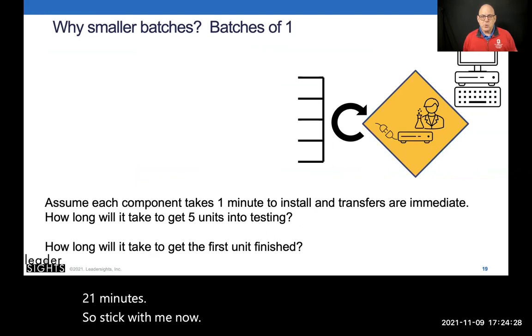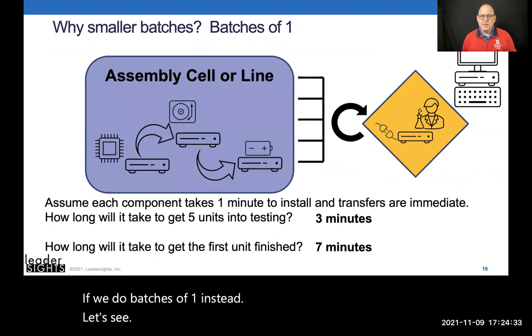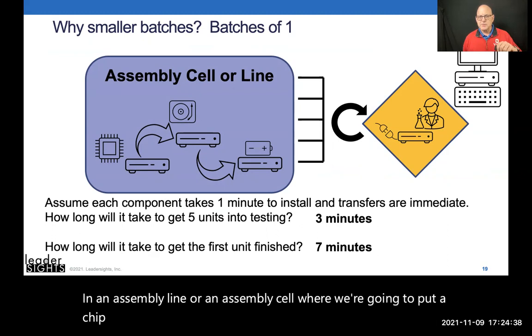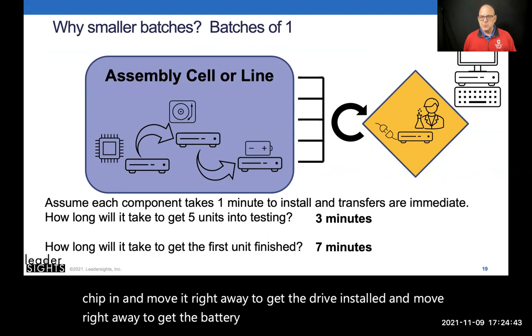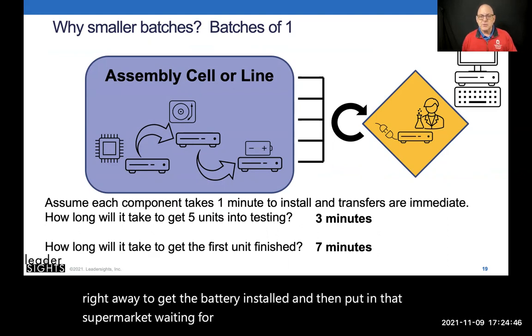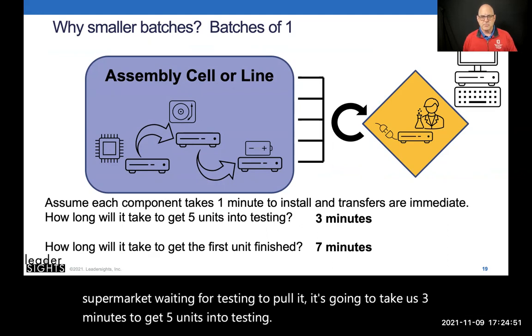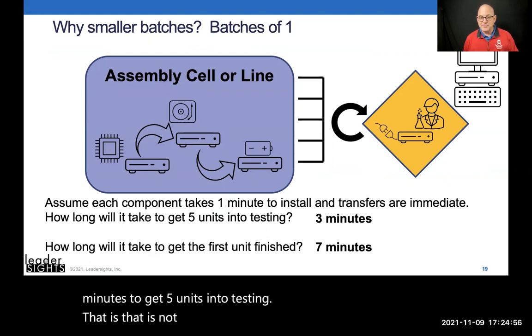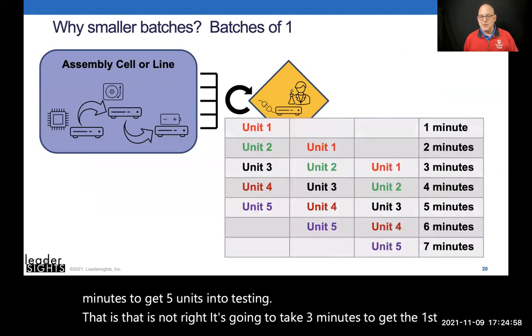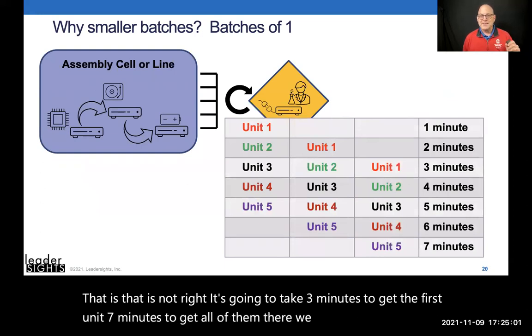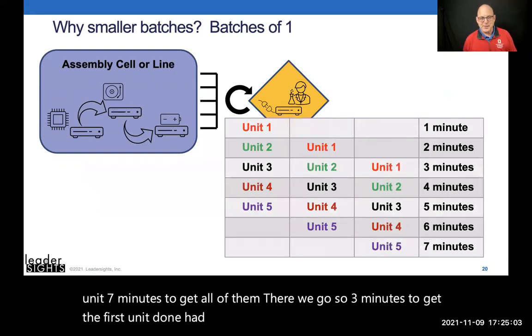If we do batches of 1 instead, in an assembly line or an assembly cell, where we're going to put a chip in and move it right away to get the drive installed and move it right away to get the battery installed, and then put it in that supermarket waiting for testing to pull it, it's going to take us 3 minutes to get 5 units into testing. That is not right. It's going to take 3 minutes to get the first unit, 7 minutes to get all of them. There we go. So 3 minutes to get the first unit done. I had those backwards. Sorry about that.